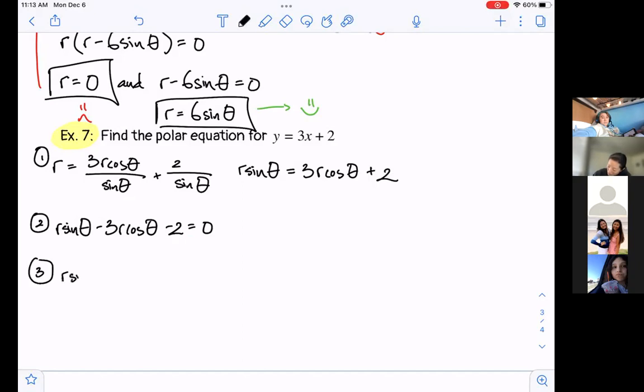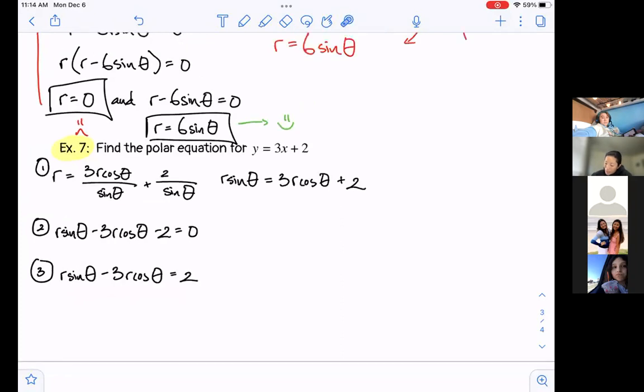So let's try that other suggestion. Maybe we just move the 3r cosine theta and leave the 2. Okay, what's the benefit in that? What happens when we leave the 2? Okay, we don't have to factor it, but what does it allow us to do? Like, what can we factor out on this left-hand side? Yeah, now we can factor out an r.